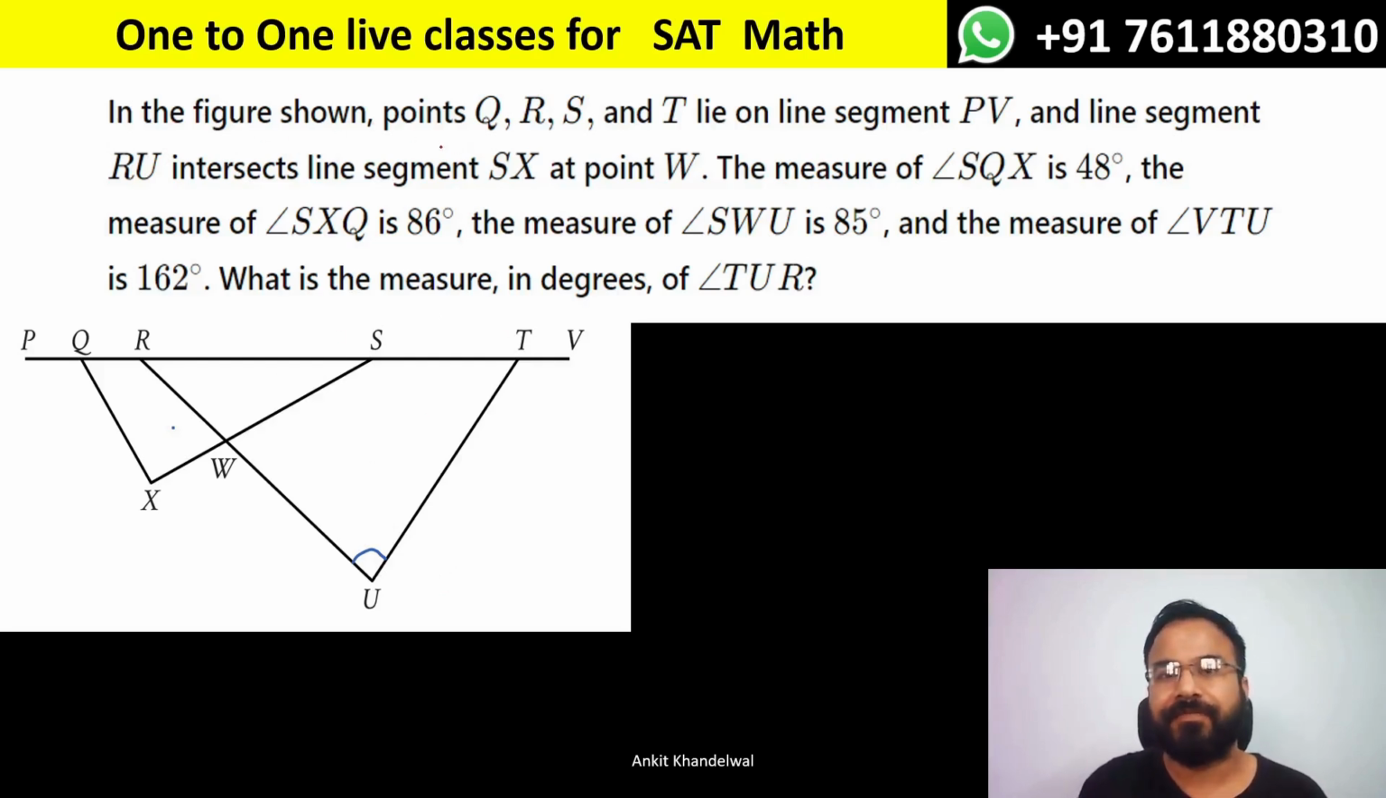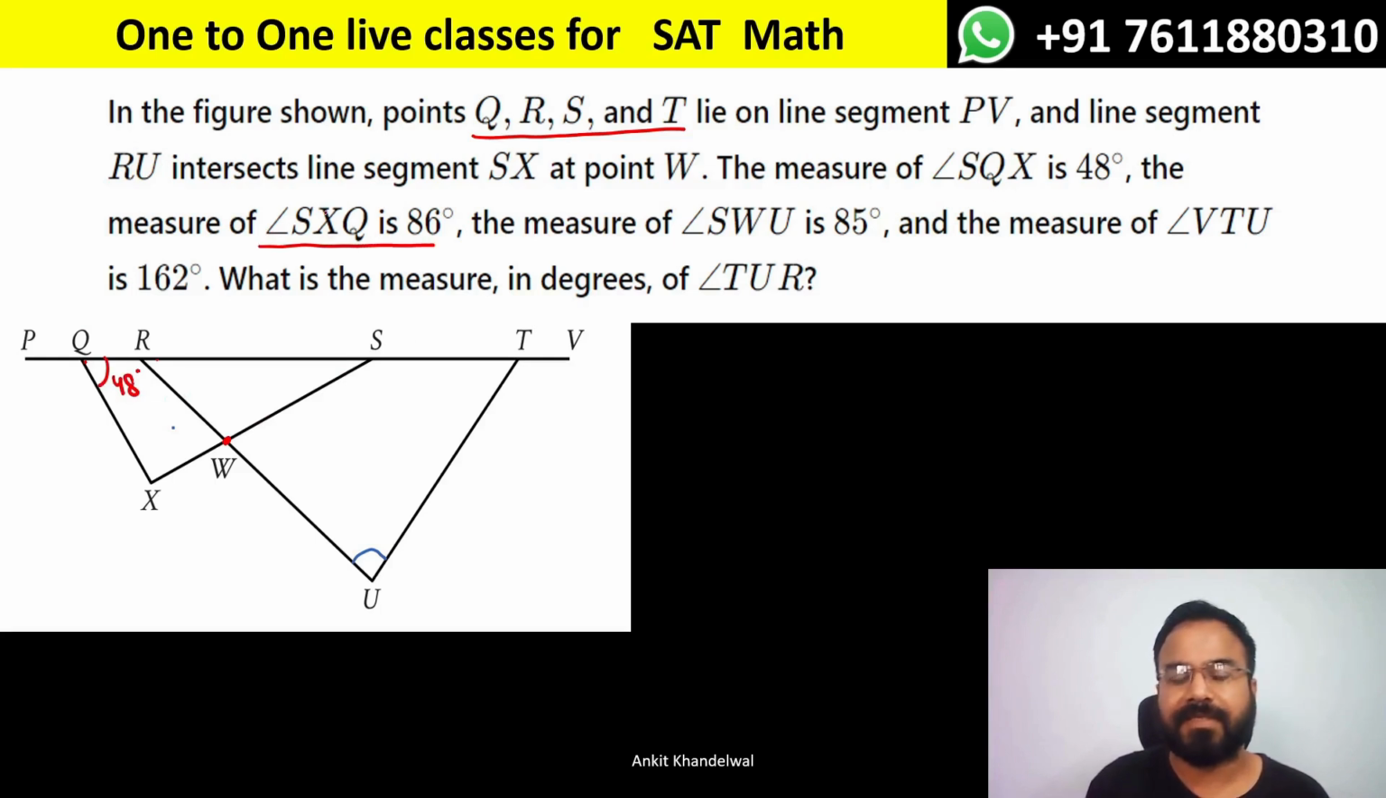It says in the figure Q, R, S and T lie on the line segment PV. So you can see this Q, R, S and T on the line segment PV. Line segment RU intersects the line segment SX at the point W. This is the intersection point, and the measure of SQX is 48. So angle SQX is 48 degrees.